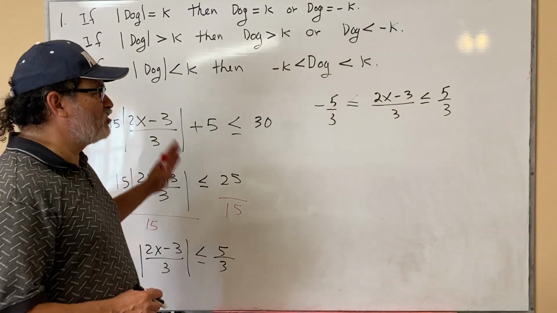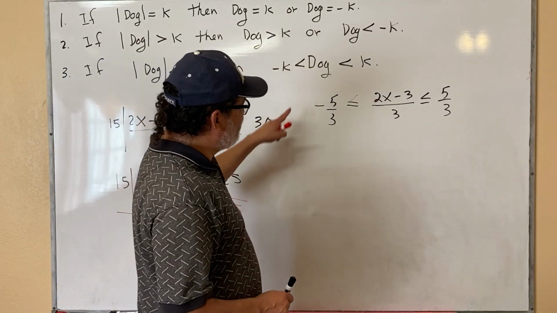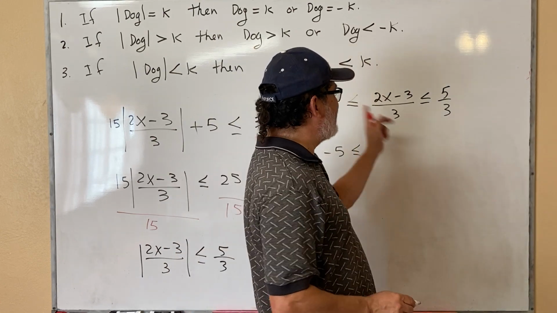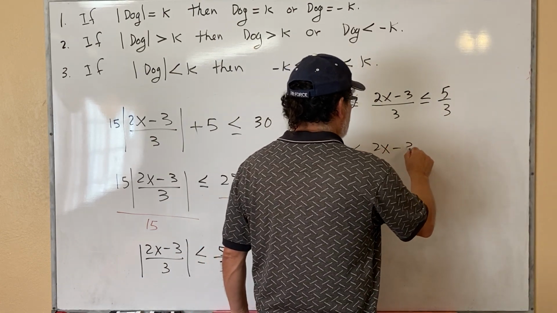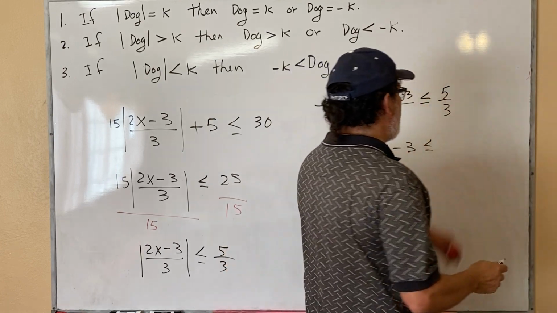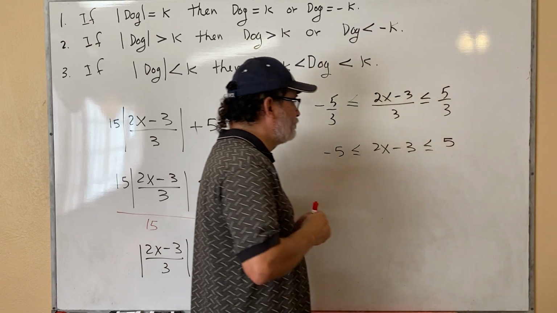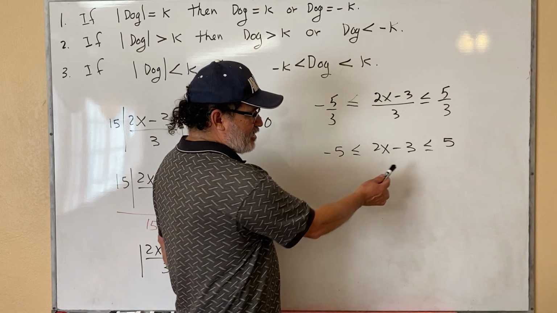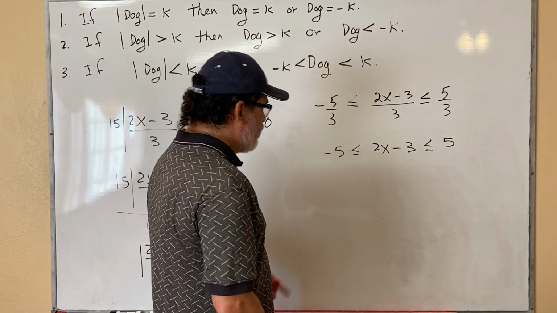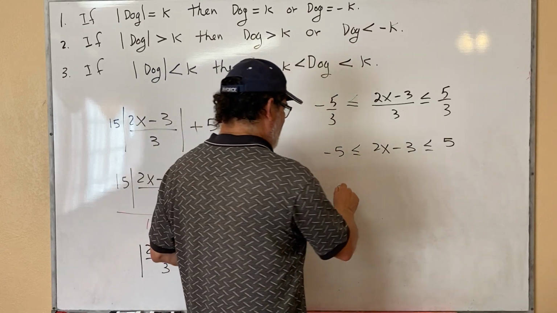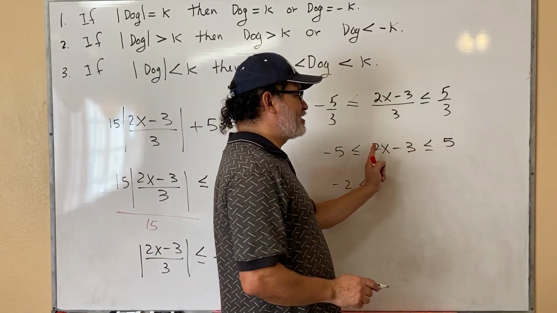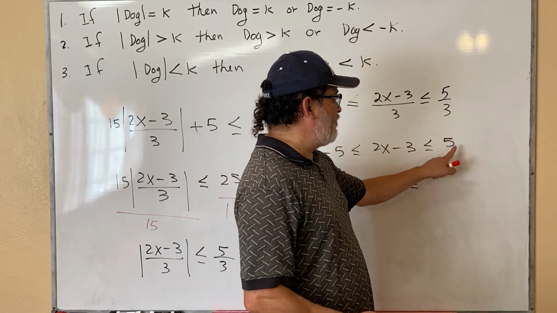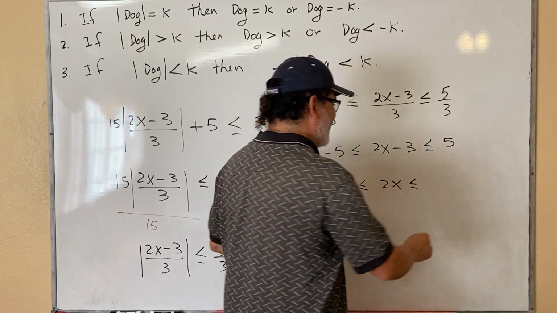That's what I did. Let's multiply everything by 3. Multiply this by 3 and the 3's cancel, negative 5. Multiply this by 3 and the 3's cancel, 2x minus 3. Multiply this by 3 and what do we get? Add 3 to all 3 sides, because I want to get rid of this 3. Add 3 to this. What's negative 5 plus 3? Negative 2. What's 2x minus 3 plus 3? 2x. What's 5 plus 3? 8.